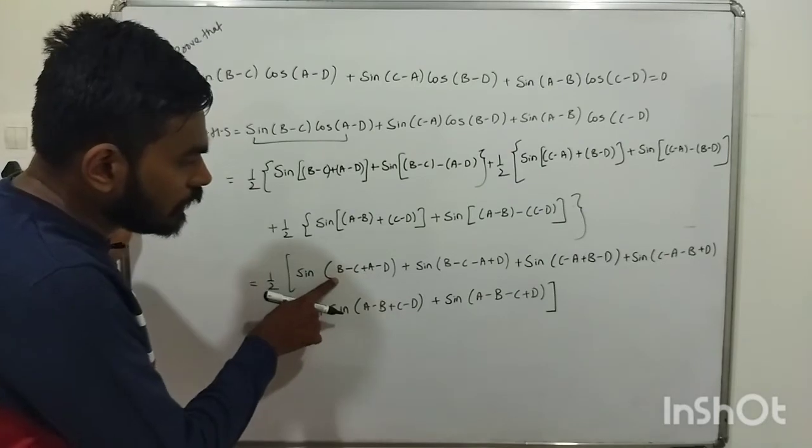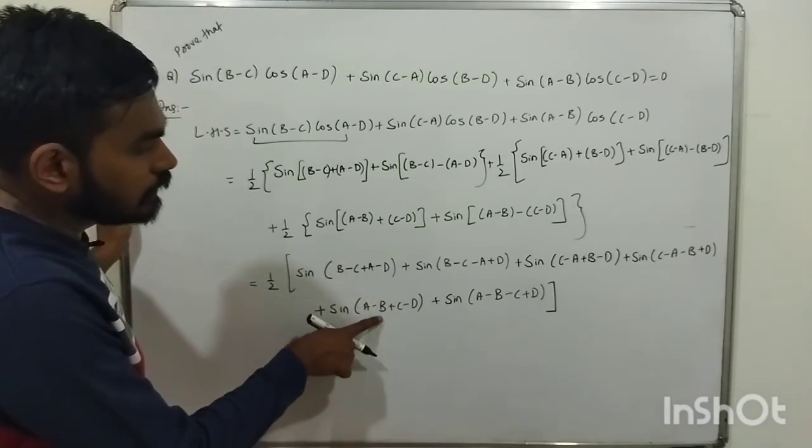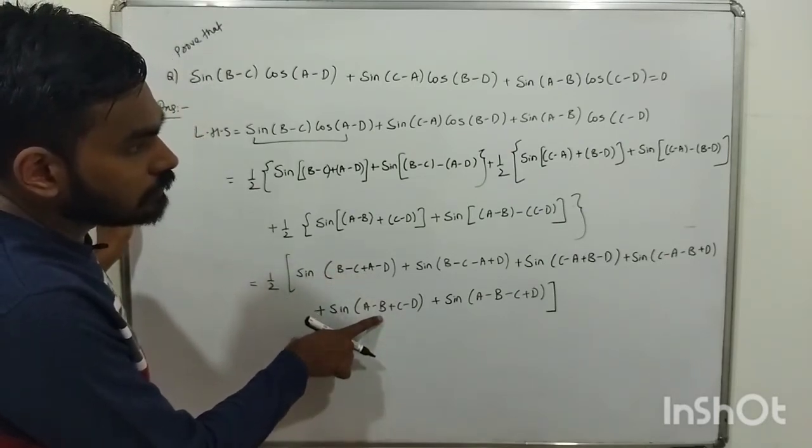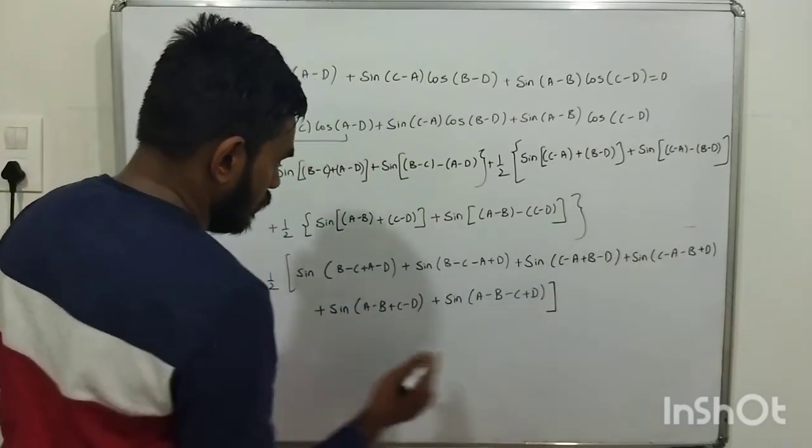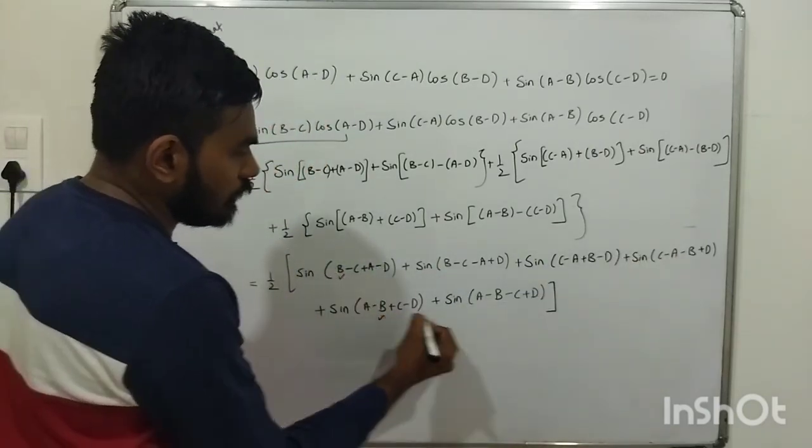So plus B is there. Here we get minus B. Where else we have minus B? Here we have minus B. Okay, here there is plus B. Here we have minus B, and here we have minus B.